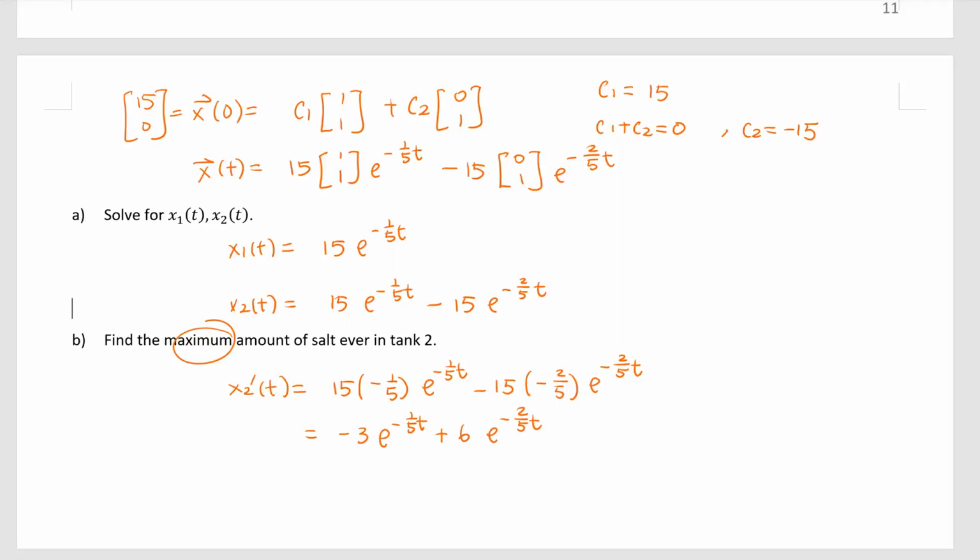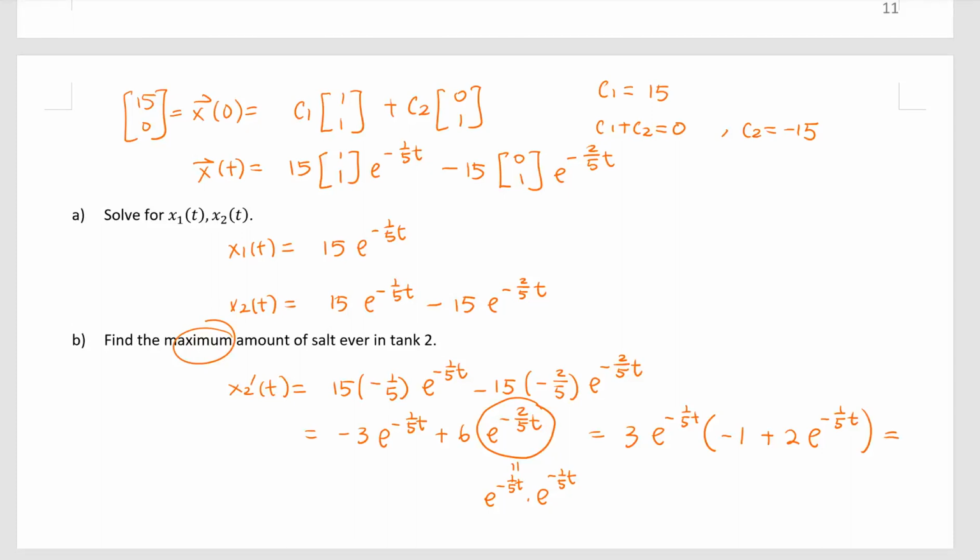Okay, so here it's better to factor. So factor completely. Well, you can think of this as e to the minus 1/5 t times e to the minus 1/5 t. So we can see the common factor. Well, the common factor is then 3 e to the minus 1/5 t. That's the common factor. So I have minus 1 plus 2 e to the negative 1/5 t. Is that okay, everybody?